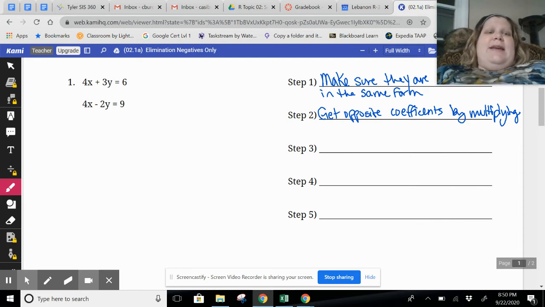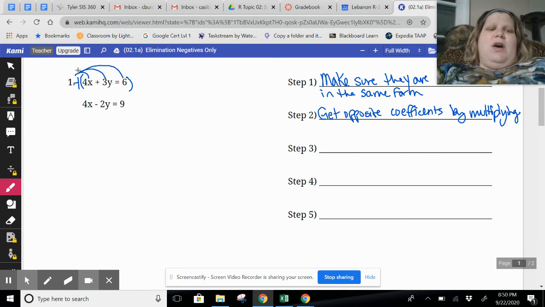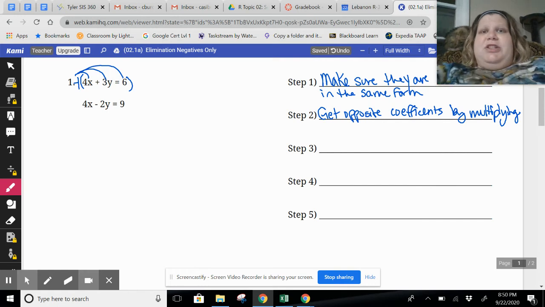So to make it negative, I'm going to multiply one of these equations by negative 1. When I multiply by negative 1, I'm going to multiply all 3 terms. Multiplying by negative 1, all it does is it changes the sign. So 4x times negative 1 becomes negative 4x. 3y times negative 1 becomes negative 3y. And 6 times negative 1 becomes negative 6.